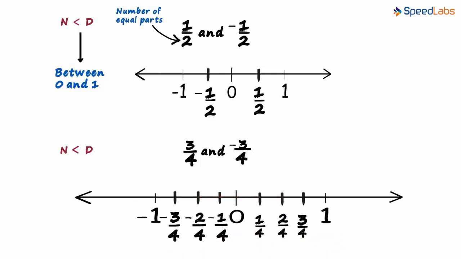This was just for your understanding, and you don't need to mark all the points if you're asked to mark just 3 by 4 and minus 3 by 4. In the next video, we will look at an example in which the numerator is greater than the denominator.